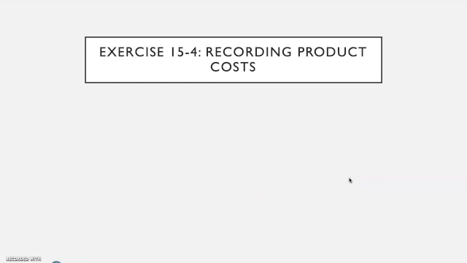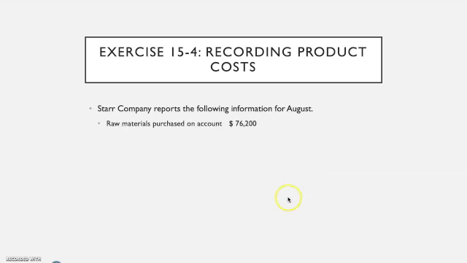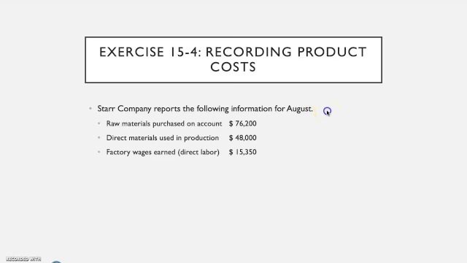Finally, the last problem here for Chapter 15 pre-assignments is exercise 15.4, and this relates to recording product costs. It gives us some information for Star Company from the month of August. It says we purchased raw materials on account in the amount of $76,200, used $48,000 of direct materials in production. The factory wages earned was $15,350, and our overhead rate is going to be 120% of our direct labor cost.